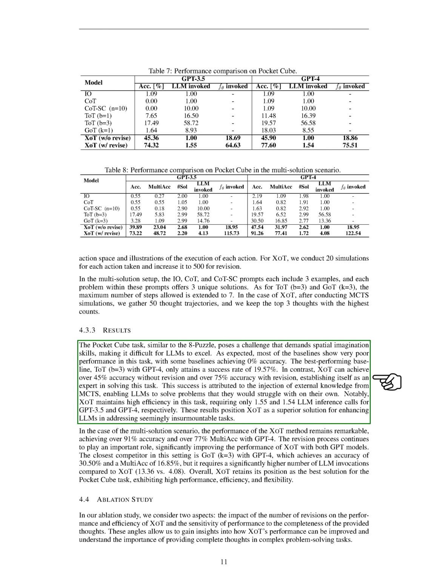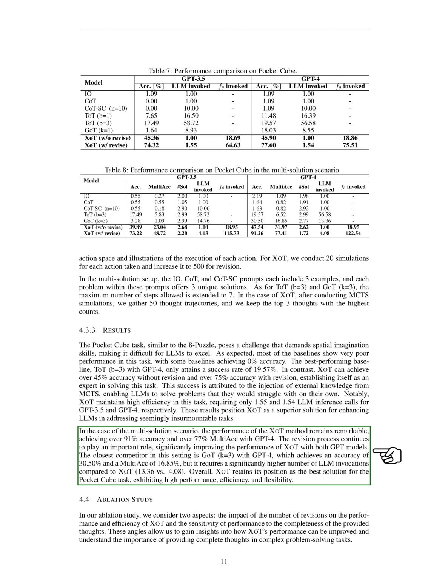Notably, XOT is highly efficient in this task, requiring only 1.55 and 1.54 LLM inference calls for GPT-3.5 and GPT-4, respectively. In a multi-solution scenario, XOT continues to perform remarkably well, achieving over 91% accuracy and over 77% multi-ACC with GPT-4. The revision process plays a significant role in improving the performance of XOT with both GPT models. The closest competitor in this setting is GoT, K=3, with GPT-4, which achieves an accuracy of 30.50% and a multi-ACC of 16.85%, but it requires a significantly higher number of LLM invocations compared to XOT, 13.36 versus 4.08.